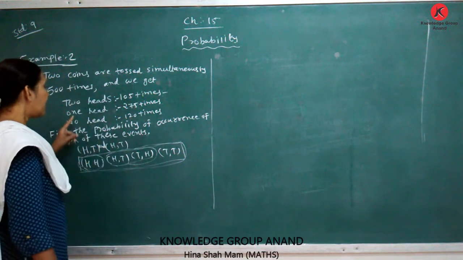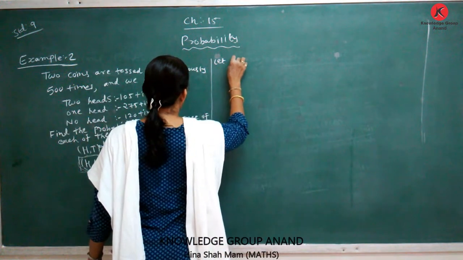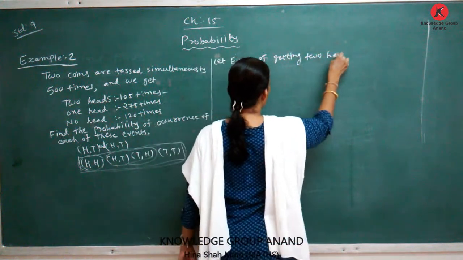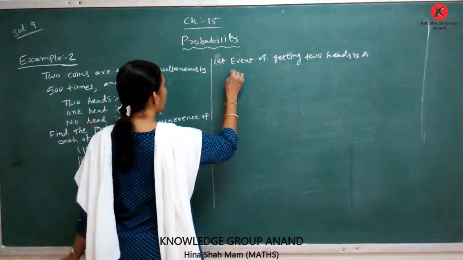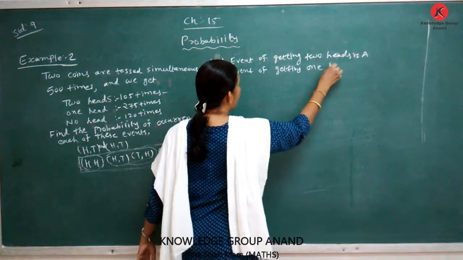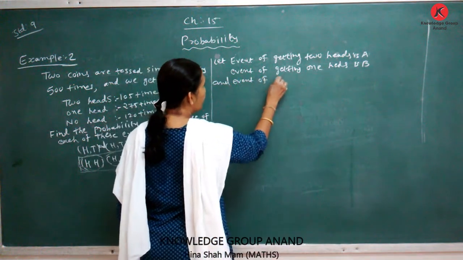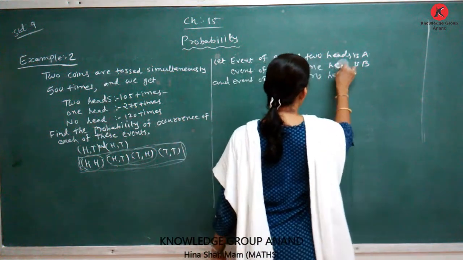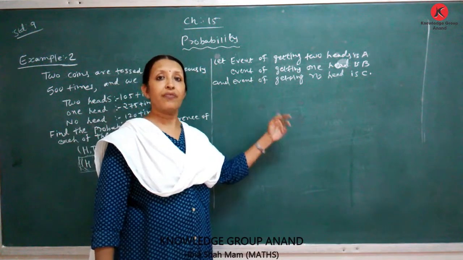Here we write: let the event of getting 2 heads be denoted as A, the event of getting 1 head be B, and the event of getting no head be C. Here 3 events occur, A, B, C: 2 heads, 1 head and no head.